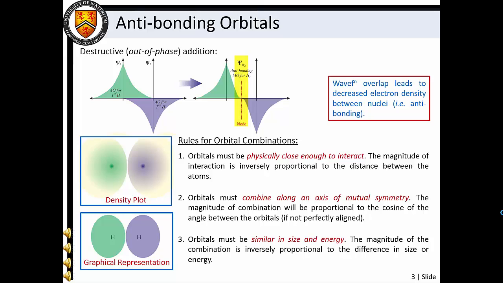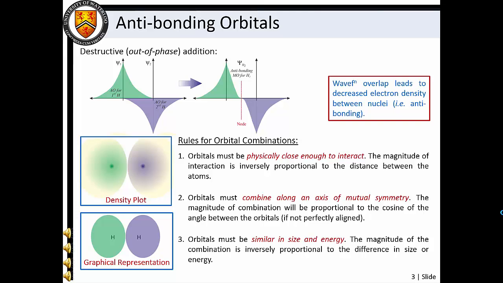This results in a decreased electron density between the nuclei compared with the electron density beyond the nuclei along the internuclear axis. The nuclei are then pulled apart by the external electron density, or alternatively, we can view the nuclei as being pushed apart by the increased nuclear repulsion. This out-of-phase or destructive interference results in the production of an antibonding molecular orbital.